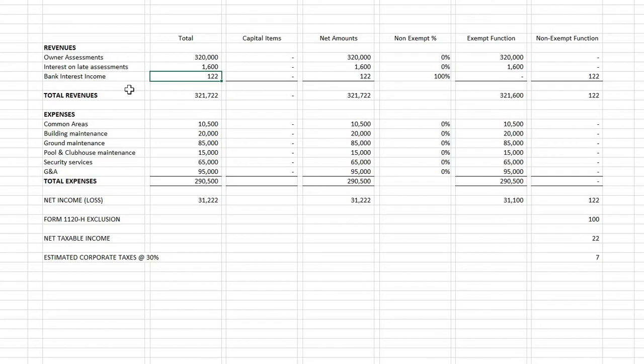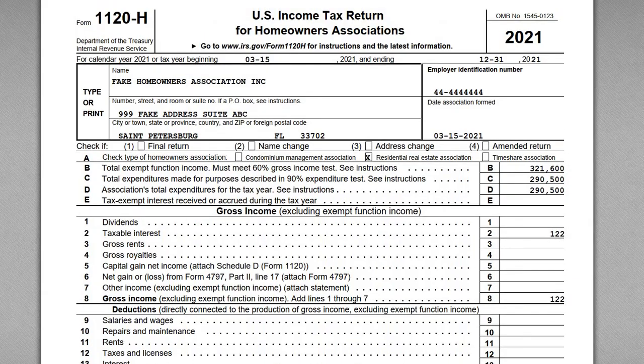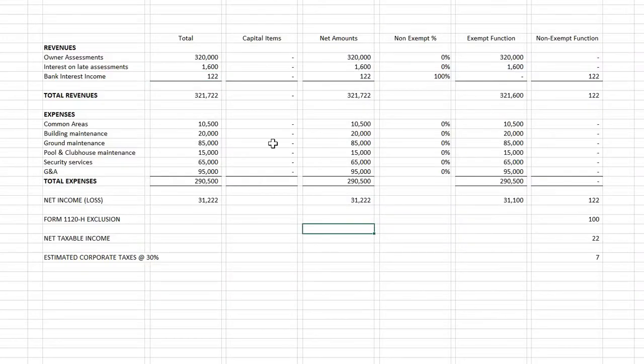So if we look at the owner assessments here, right, so we have owner assessments and interest totaling $321,600, and then we have our bank interest. That's why we have the $321,600 up here and only the $122,000 of interest down here. We're not including that other $1,600 in interest on the underpayments, okay? So let's go back to the worksheet here. So this is, again, a very simple example as to how we kind of see the breakout.